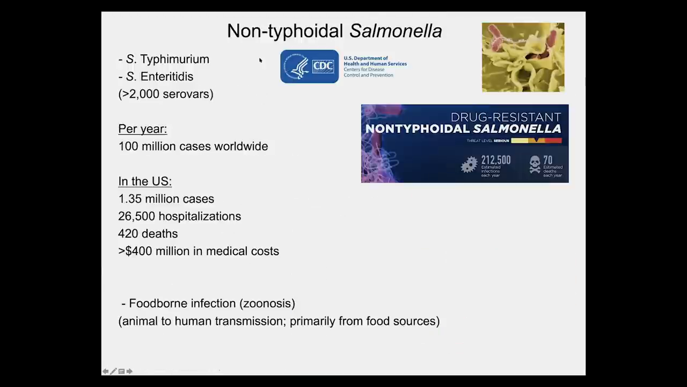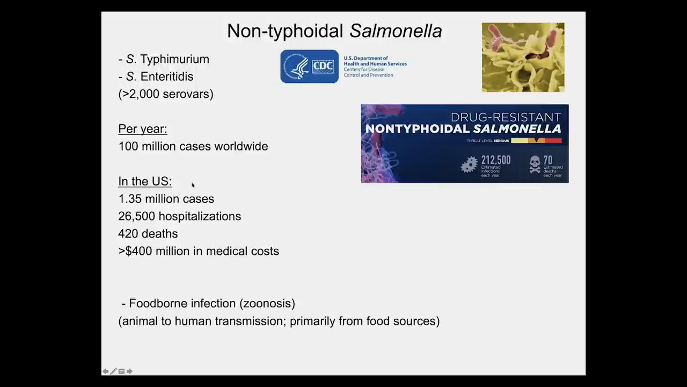Non-typhoidal Salmonella is one of the primary classifications of Salmonella. So we have non-typhoidal and typhoidal Salmonella. And for non-typhoidal Salmonella, there are over 2,000 serovars, but the most prevalent ones are Salmonella typhimurium and Salmonella enteritidis. In a given year, we have at least 100 million cases worldwide, and antimicrobial resistance is an emerging issue.